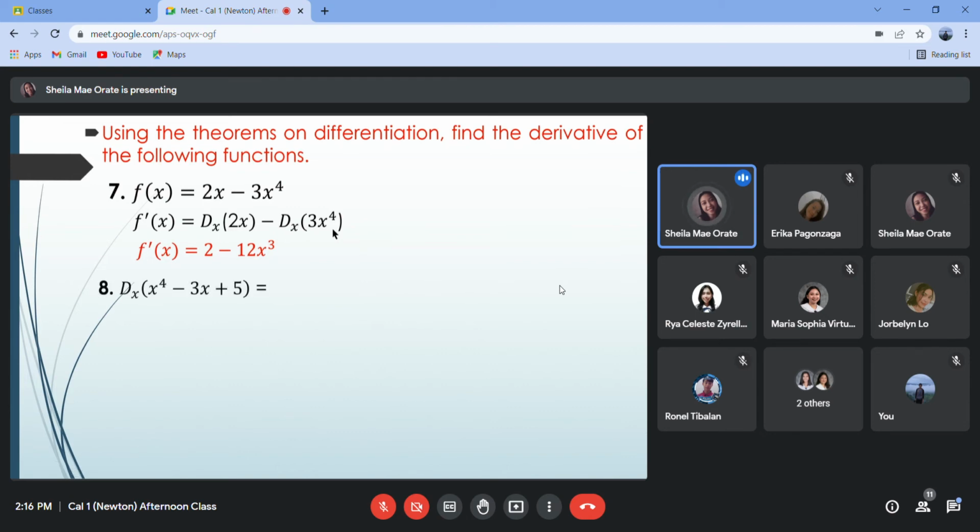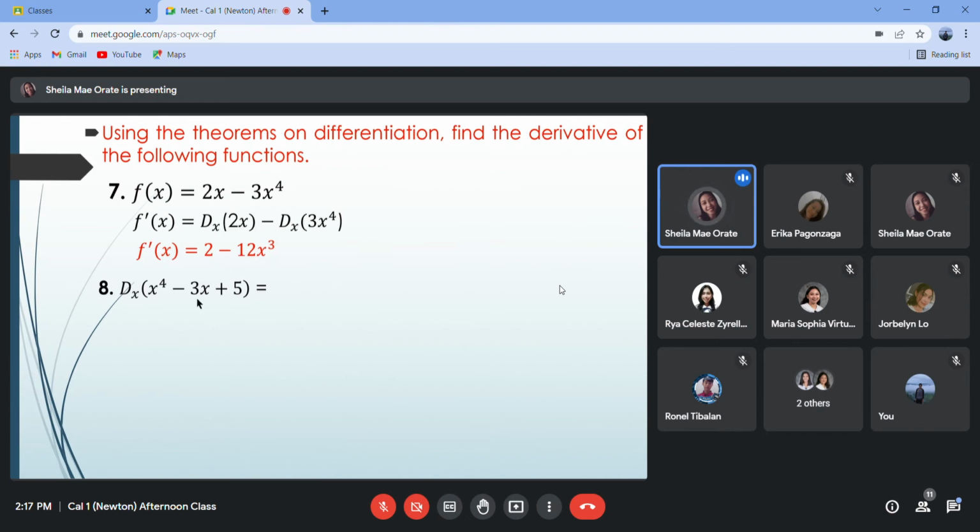How about this one? We have a combination of the sum and difference rule. What is the derivative of x raised to the power of 4 minus 3x plus 5? Okay, Kiana answered: 4x cubed minus 3.